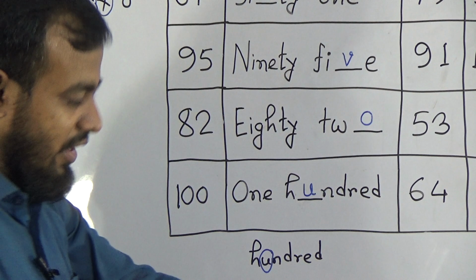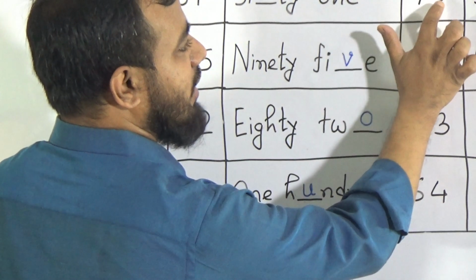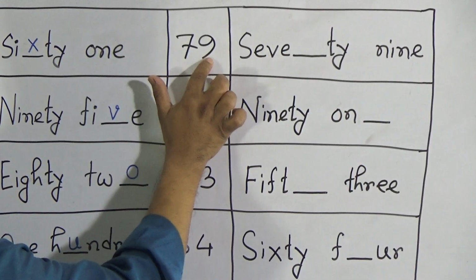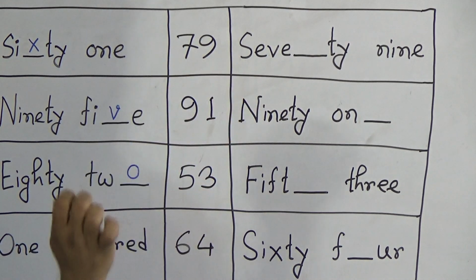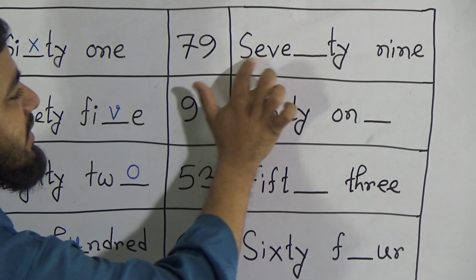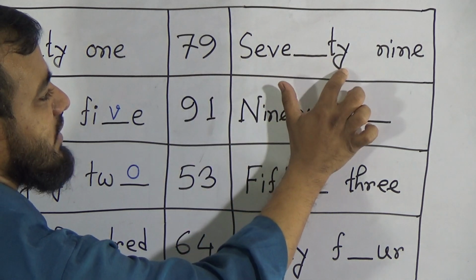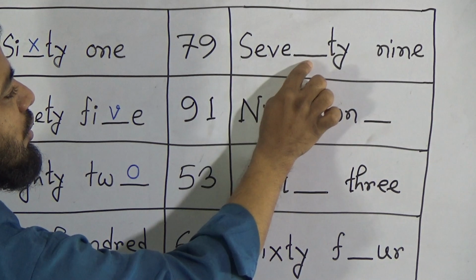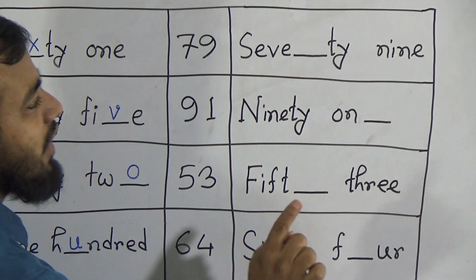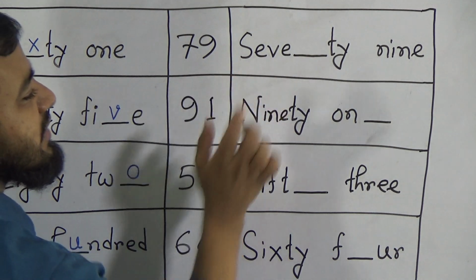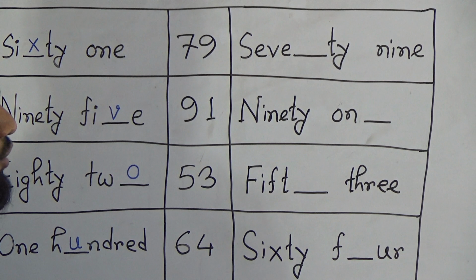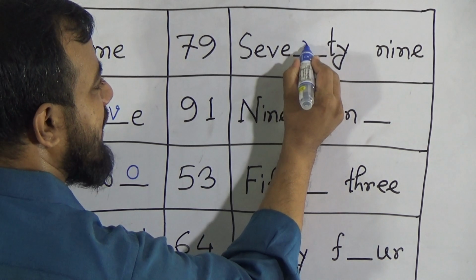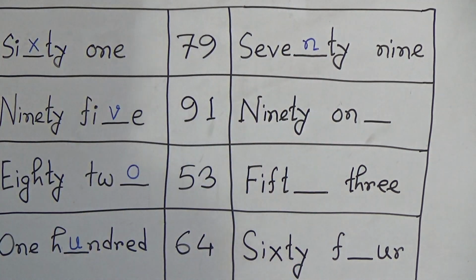Now the next one on the right side is 7 and 9. The number is 79. 7 is in the 10's place, 9 is in the 1's place, that's why it is 79. The spelling of 70 is S-E-V-E-N-T-Y, 70. 9 is given here. So the blank will be filled up with the letter N, because the spelling of 70 is S-E-V-E-N-T-Y. We will write down N here to complete the spelling, then N-I-N-E, 9.